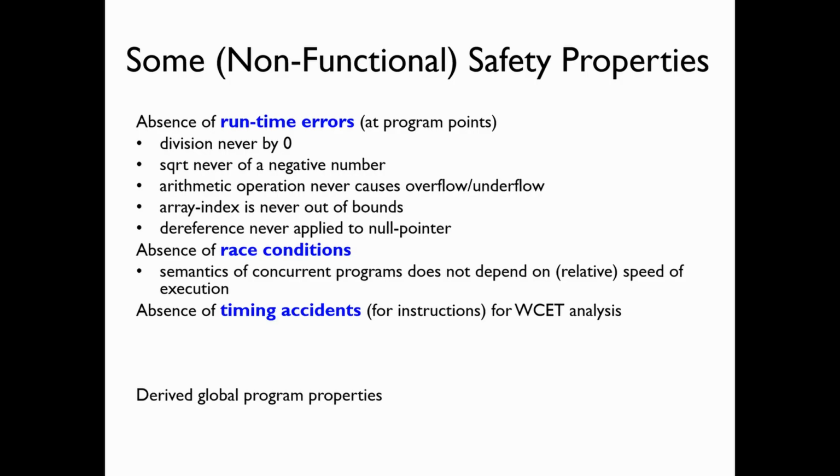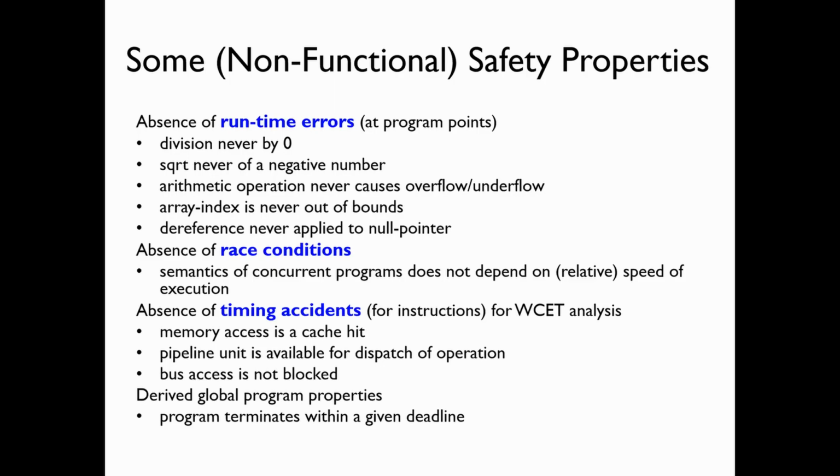Then the absence of timing accidents for instructions for a WCET analysis. These are safety properties one relies on to bound the execution time of instructions. When execution reaches the machine instructions at a program point, a safety property may be that memory access is always a cache hit, never misses a cache, that the pipeline unit is always available for dispatch of an operation, and that the bus access is never blocked.